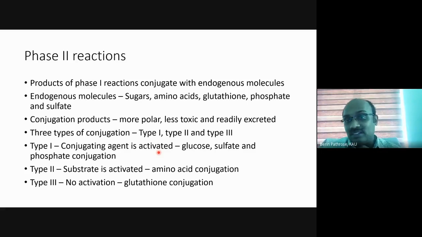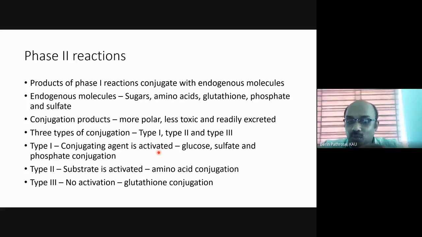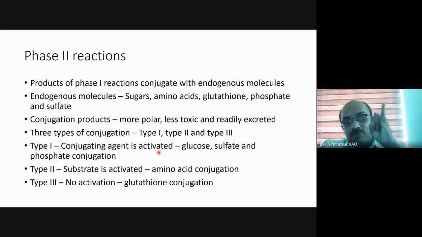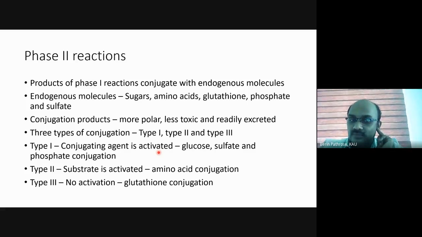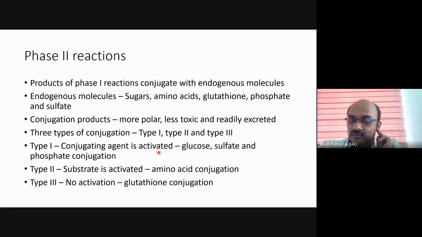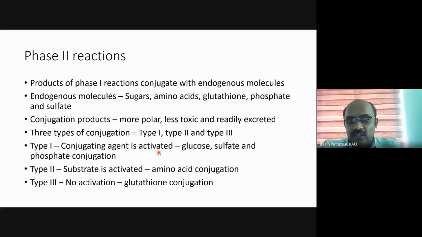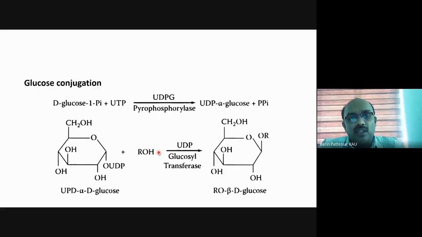The example is amino acid conjugation. And in the third type of conjugation reaction, neither the conjugating agent nor the pesticide is activated. There won't be any activation reaction. Clear? Type 1, type 2, and type 3. Yes, sir. I will take the examples, then it will be more clear.